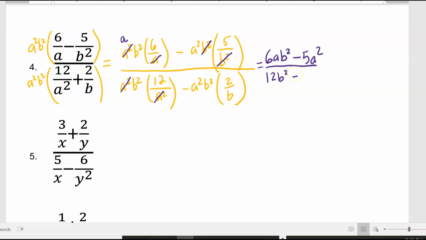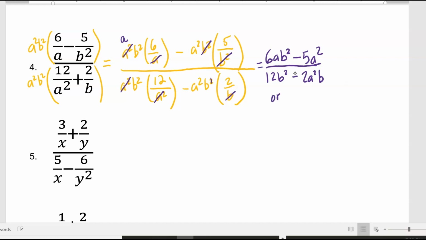So you have 12b squared minus, then one of the b's cancels out. So you have 2a squared b. Now, can you factor any of this? It looks like you can factor this. So let's attempt to do that.